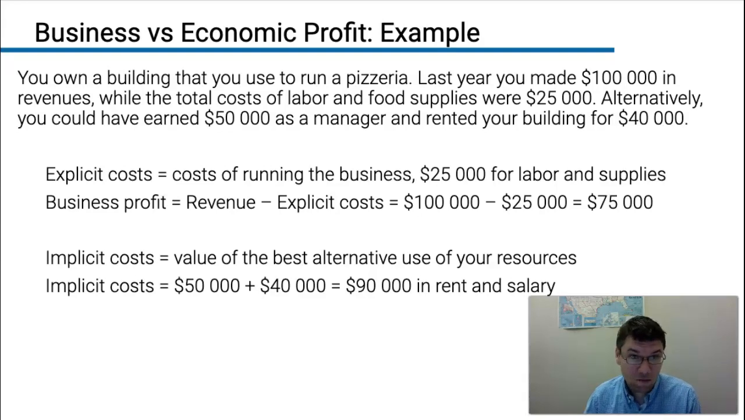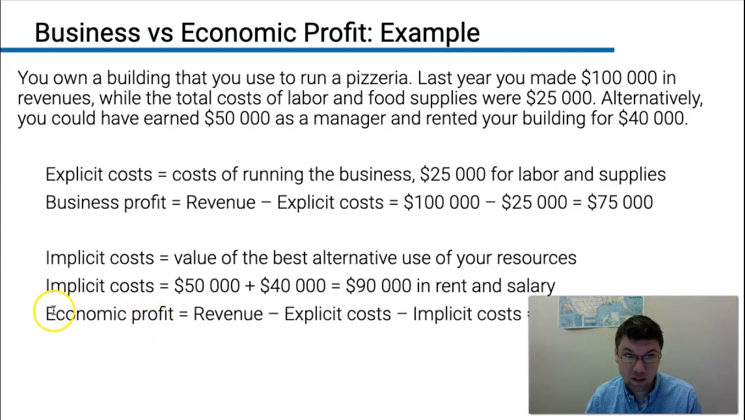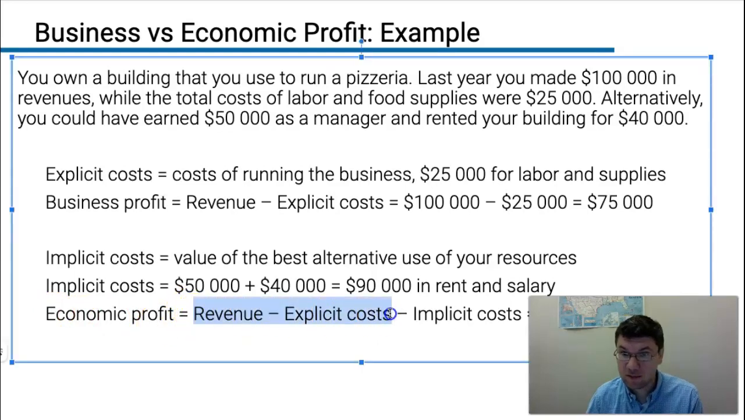And so if we wanted to calculate the economic profit, we would take the business profit of $75,000 and subtract the implicit costs, subtract the value of the next best alternative from it. So your economic profit includes your business profit. That's going to be the revenue minus the explicit cost part. But on top of that, it subtracts the implicit costs from your business profit. And so if we take $75,000 of the business profit and subtract the $90,000 in implicit costs, we will get an economic profit of negative $15,000.